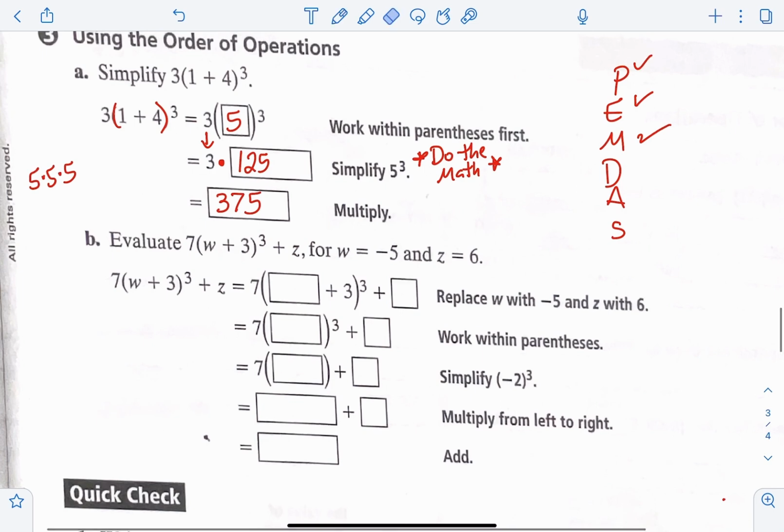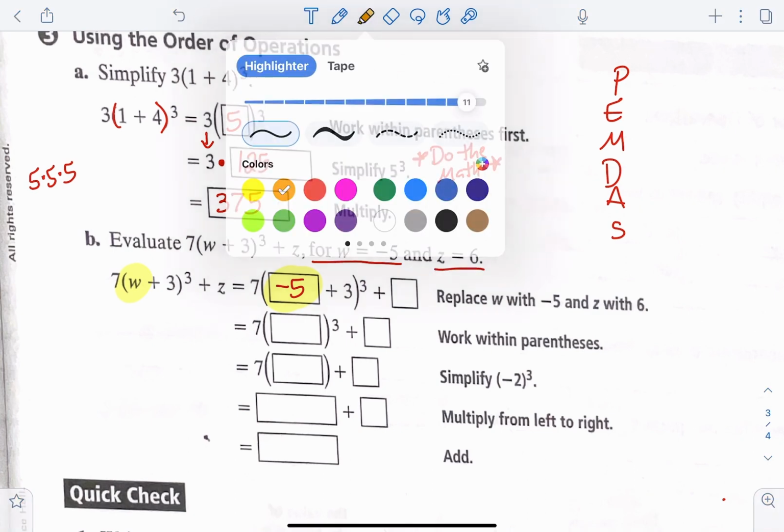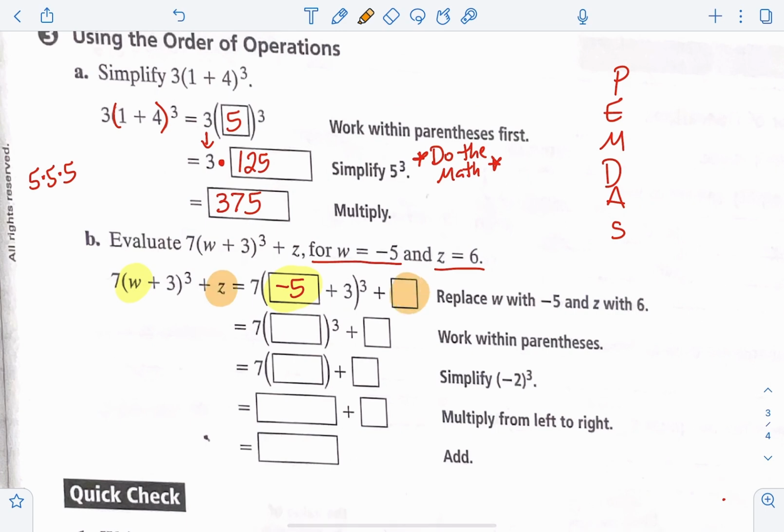All right, so we've got another example here. 7, and then in parentheses we have w plus 3, all to the power of 3, plus z. What are we going to do with that? Well, first of all, it says to replace w with -5. So they rewrote it, and right here where they have a w, they also have an empty box, so we're going to put a -5. Then they said to replace z with 6. So right here where they have a z, they also have an empty box, so we're going to put 6.